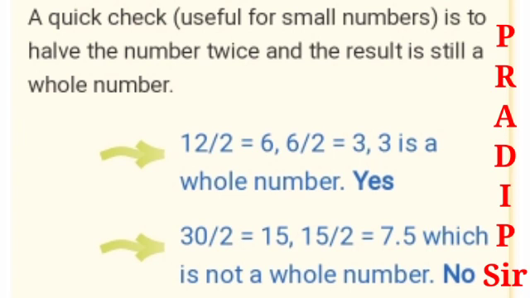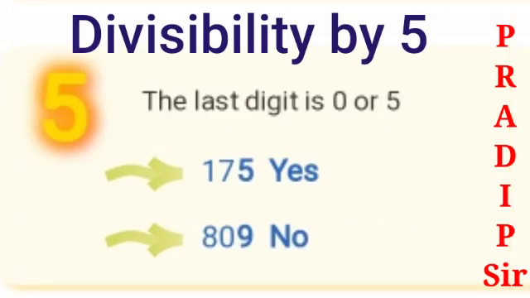Next we discuss the divisibility of a number by 5. Divisibility by 5 of a number can be tested: if the digit in the last place, that means the digit in units place, is 0 or 5, then the number is divisible by 5. We can take the example of 175. In the number 175, the digit in units place is 5. So as the digit in units place is 5, the number 175 is divisible by 5. But in case of number 809, the digit in units place is 9, which is neither 0 nor 5. So the number is not divisible by 5.